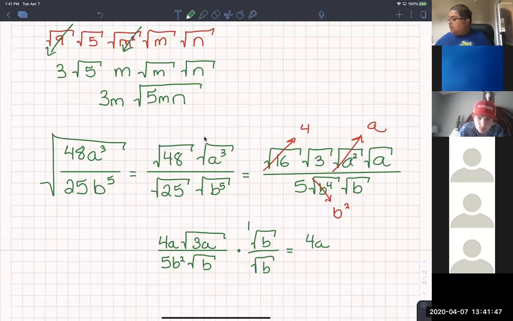So what is the understood number on the outside here? 1. The understood coefficient is 1. So 4a times 1 is 4a. And then the insides get multiplied. 3a times b is 3ab.